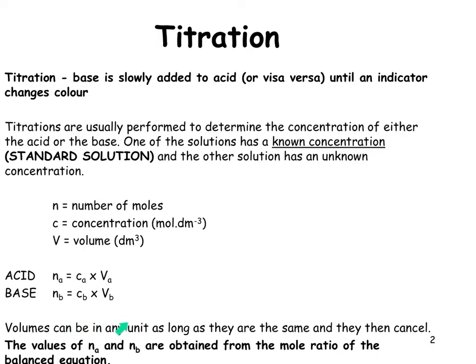The volumes can be in any unit as long as they are the same when I'm doing a calculation with this particular methodology. But if you're going to go to moles per cubic decimeter, obviously you need to put the volume into decimeters cubed. But it turns out that once you've done the whole circle, it cancels out. The values of the number of moles of acid and the number of moles of base are obtained from a mole ratio from the balanced equation. So how am I going to use this now to be able to solve a problem?